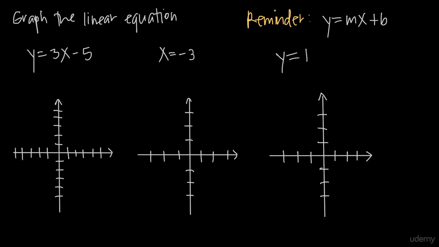In this video, we're doing a couple more examples of graphing linear equations, including what it looks like to graph perfectly vertical and perfectly horizontal lines. So we're doing 3 examples: y equals 3x minus 5, x equals negative 3, and y equals 1.